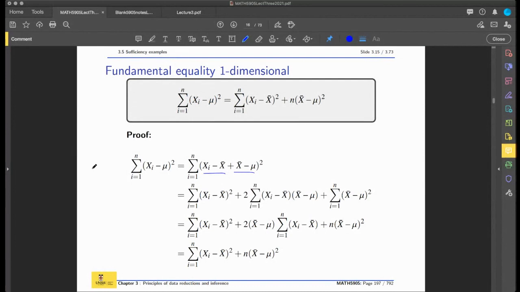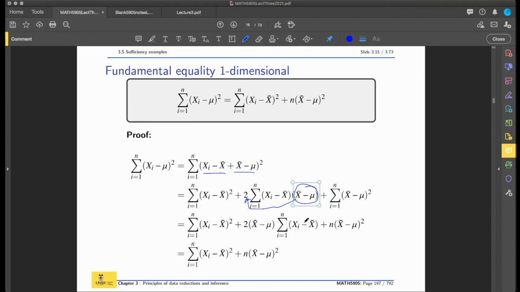Okay, so this is my a squared. My b squared is this guy, and then we have 2ab in the middle. Now, this part in the middle doesn't depend on i, right? X bar doesn't depend on i, and mu doesn't depend on i, so I can bring it outside the summation, which is what I do here. And now here I have the sum of the xi's minus x bar.